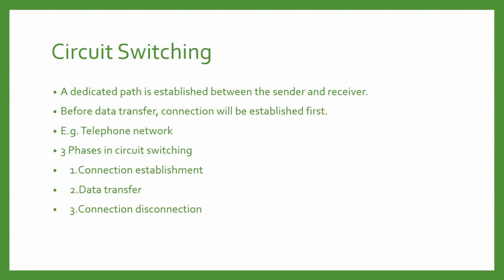That means there are total three phases in circuit switching. The first one is the connection establishment, second is the data transfer, and the third one is the connection disconnection. Once the connection is established, then and only then the data will be transferred, and after the data transmission, that particular connection will be disconnected. That means no other sender or receiver, no other entity can use the same path to transmit the data. So these three phases are very important in circuit switching. By using these three phases only, the data will be transmitted from sender to the receiver.